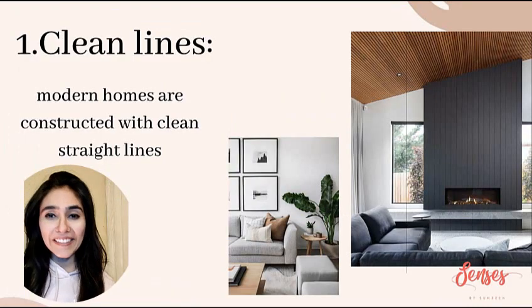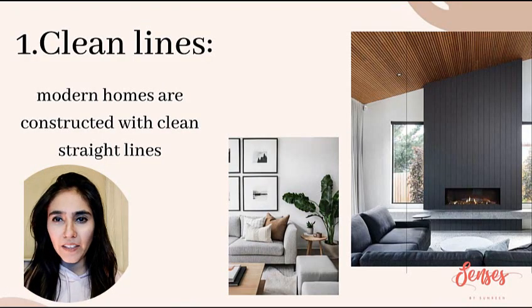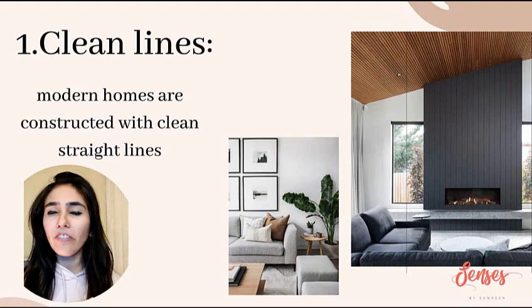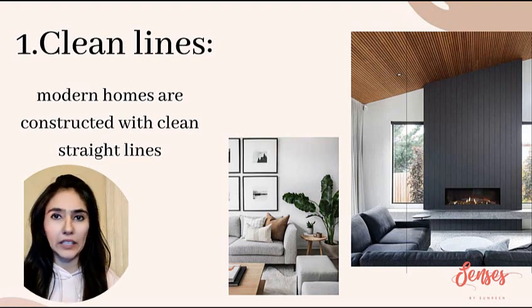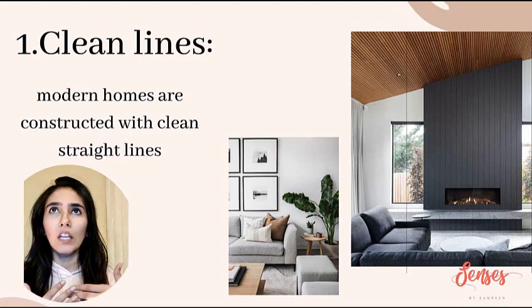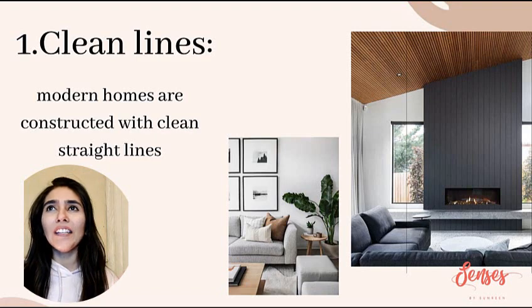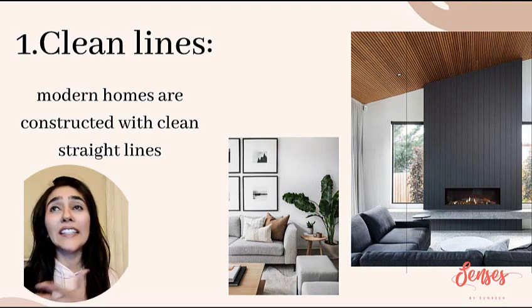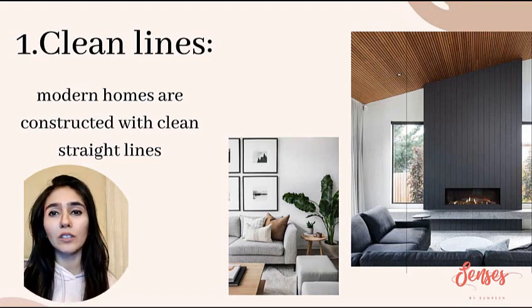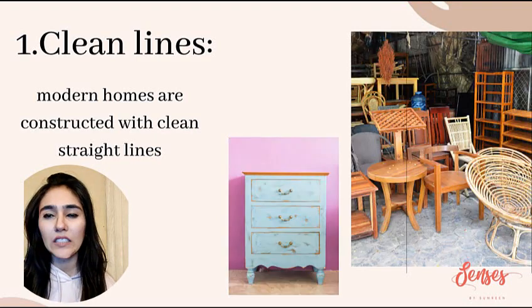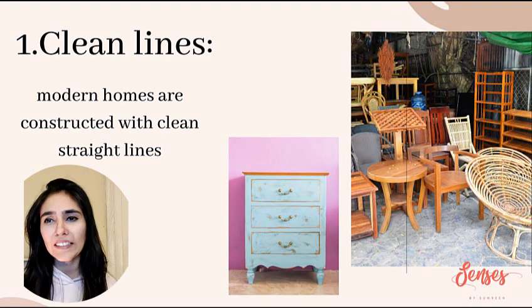So first is clean lines. Modern home interior has clean defined lines, which could be in the form of windows or beams or supports or the doors or even your furniture. So they are clean, and by clean it means that it won't have those kind of curves or textures that probably you can see in eclectic design.